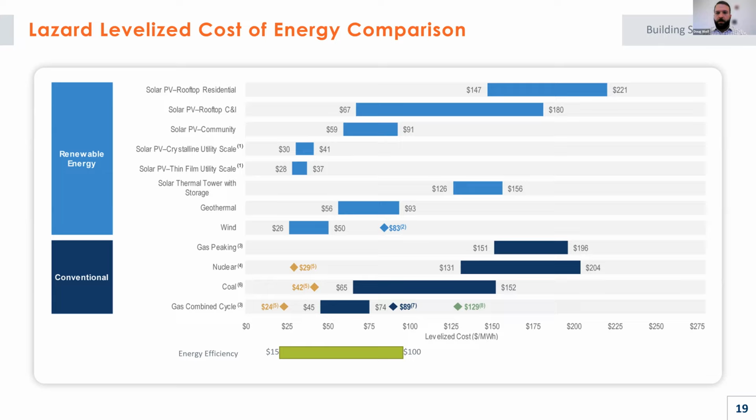So as you can see here, the cheapest energy sources are wind and utility scale solar. But rooftop commercial and industrial and community scale solar are still competitive with fossil fuel and nuclear technologies. Now, Lazard doesn't consider energy efficiency as an energy source, so I've added a range here at the bottom for comparison's sake. As you can see, it is the least expensive energy source at the low end and ramps up to be competitive with solar, as we just talked about, on the higher end.